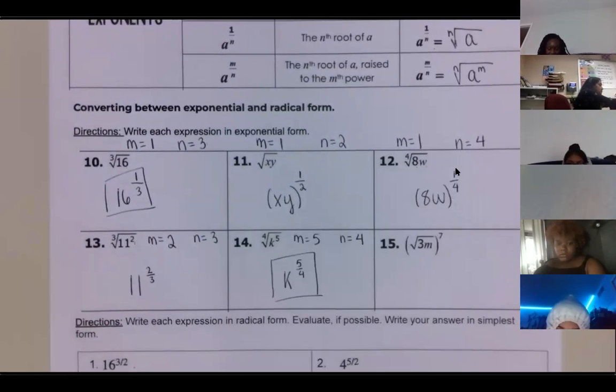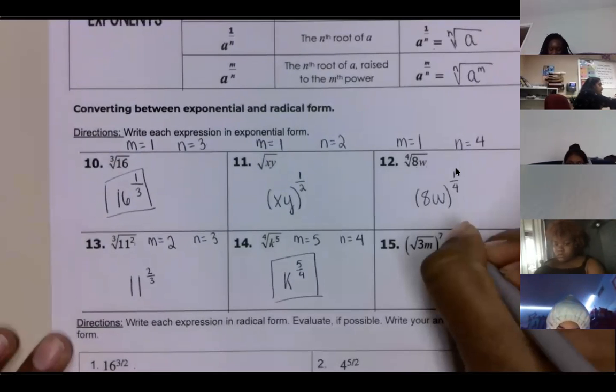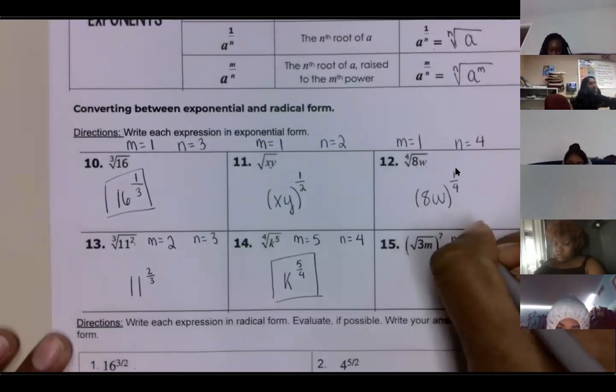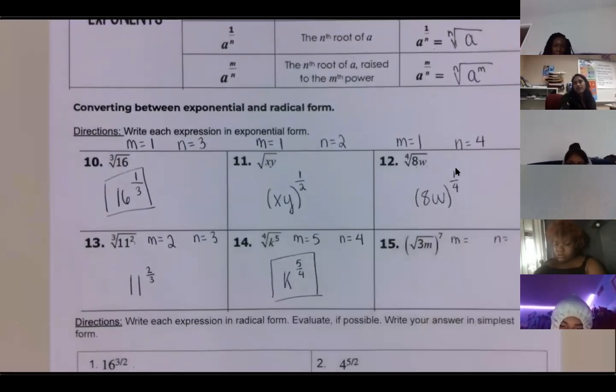All right, last one, 15. Square root of 3m raised to the 7. So what's my m and what's my n? What do you have for me, Nancy?